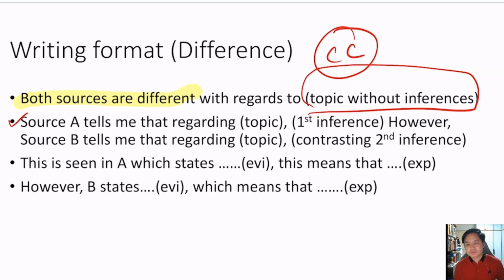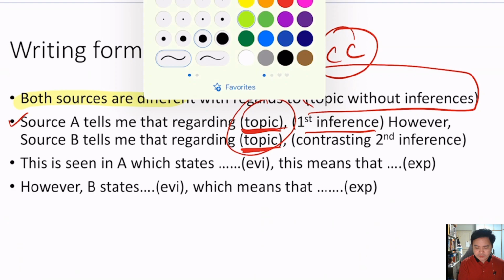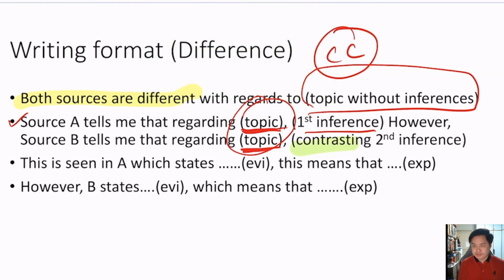Source A tells me that regarding, go back to the topic again to make sure you're consistent, right? Regarding this topic, then this is my inference. However, regarding this topic, can you see the topic here are consistent with each other? Regarding the same topic, however, you have a contrasting inference here, contrasting second inference over here. Okay, then you give me the evidence, explain. This is seen in source A, which states, quote my evidence, and then explain.